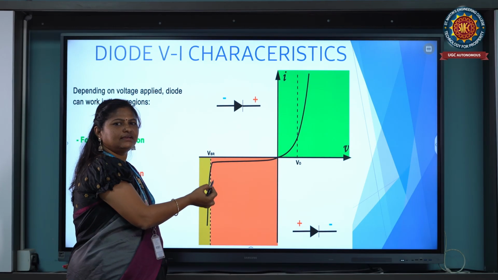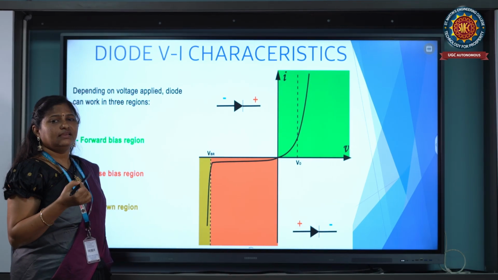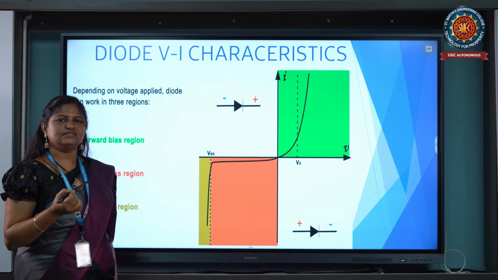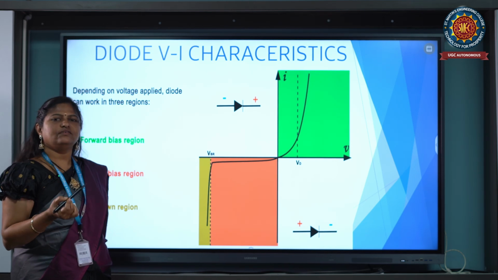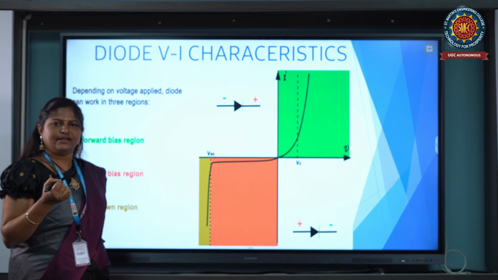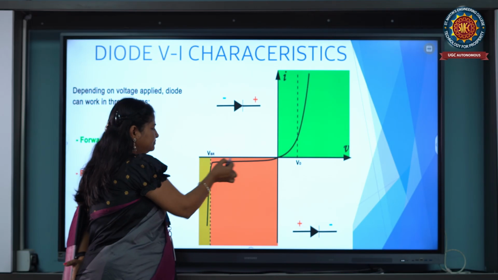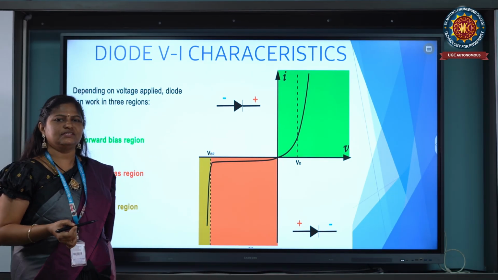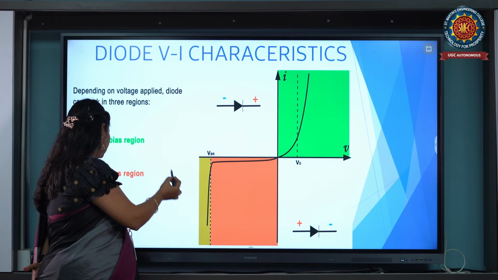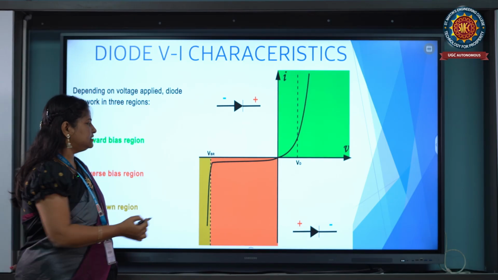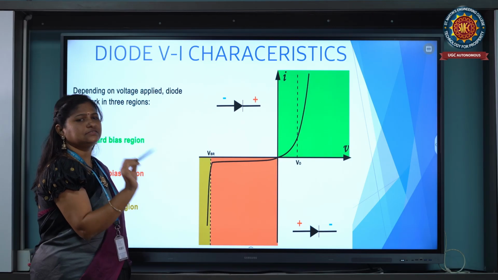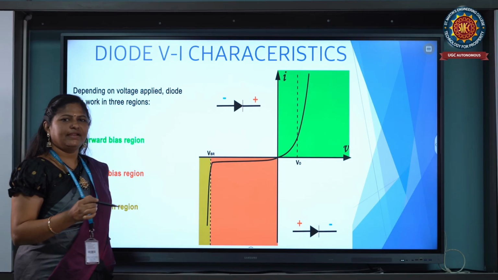In reverse bias, when we apply the reverse voltage, that is a negative voltage, there is no flow of current due to the majority charge carriers, but a small amount of current will flow through the diode, in the form of microamperes and nanoamperes, and that region we call the reverse bias region. Whenever we increase the negative voltage further, it will enter into the breakdown region. Breakdown region is nothing but the current getting sharply, drastically increased. So that region we call the breakdown region.